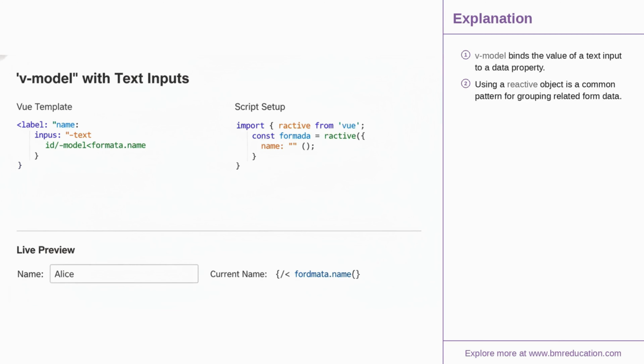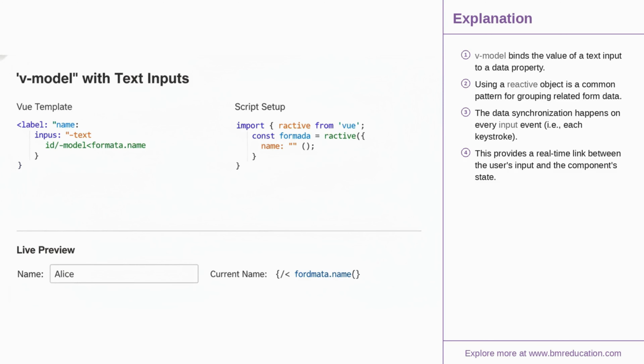Let's start with the most common input, the text field. We'll create a reactive state object to hold all our form data. By binding v-model to a property on this object, like formData.name, any text typed into the input will instantly update that property, and any programmatic change to that property will update the input's value.